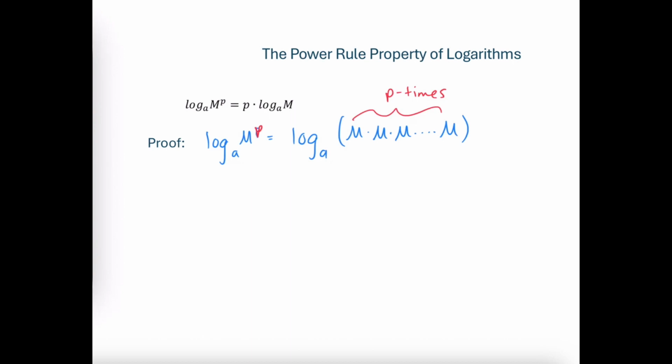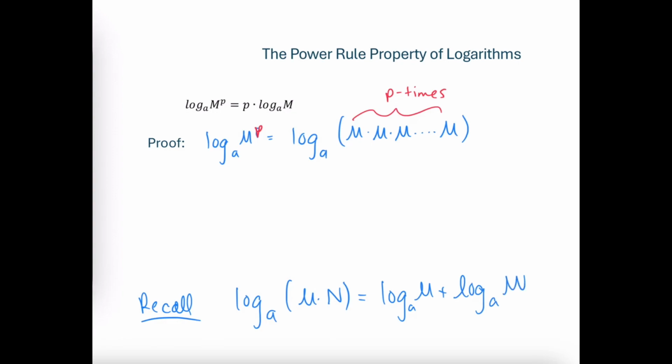Now we're going to employ the product rule property. Remember that if we have a logarithm with two things multiplied together in the argument, that can be expanded into the sum of two logarithms, where the first log is going to have an argument that matches the first factor of the original argument, and the second log is going to have an argument that matches the second factor of the original logarithm. So if I have a product, I can split that up into the sum of two logarithms. So we're going to employ that here.